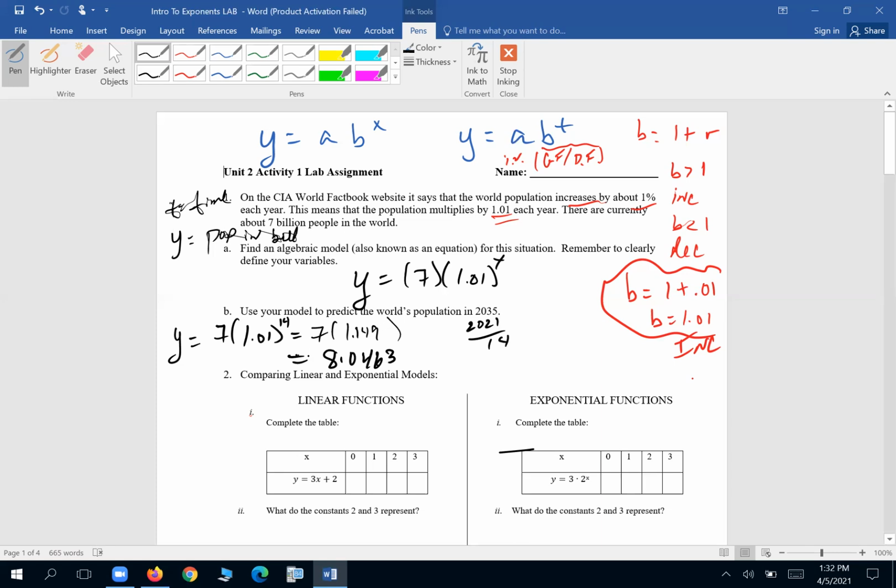And keep in mind, exponential functions have a constant percent change or a constant ratio. Linear functions, so this has a constant ratio.